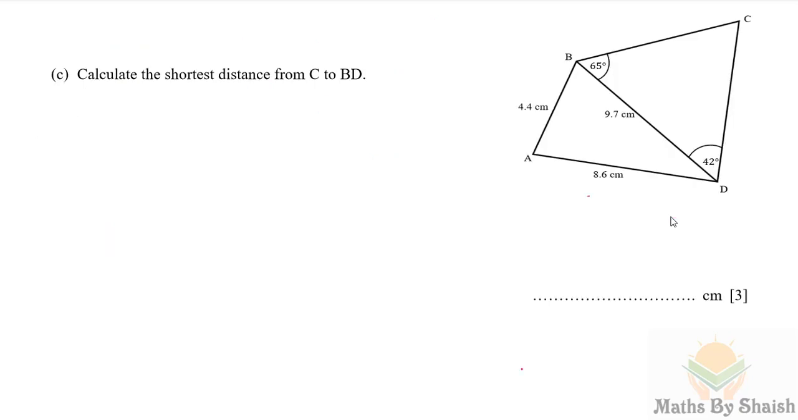Now here's the C part. Calculate the shortest distance between C to BD.